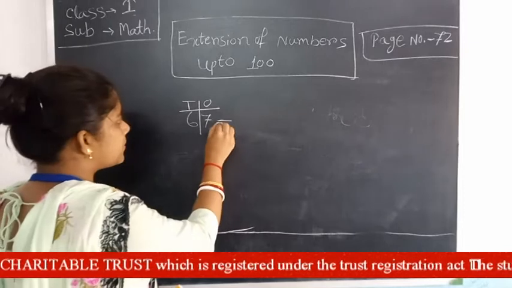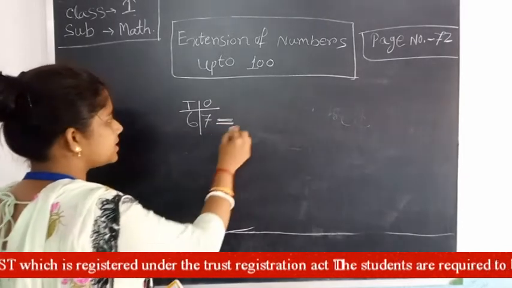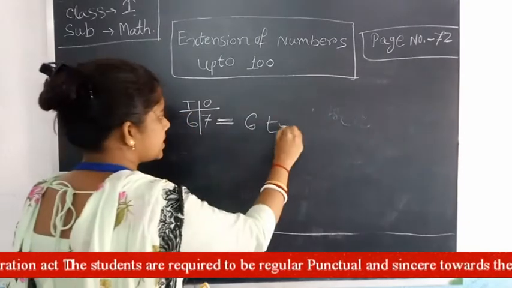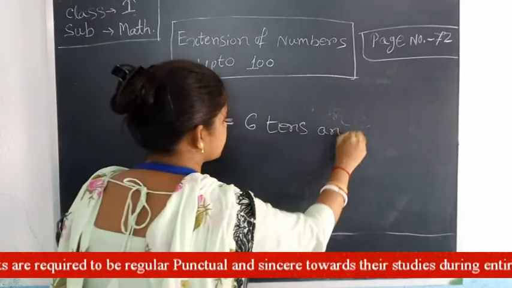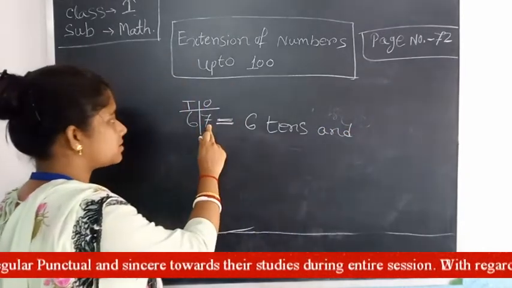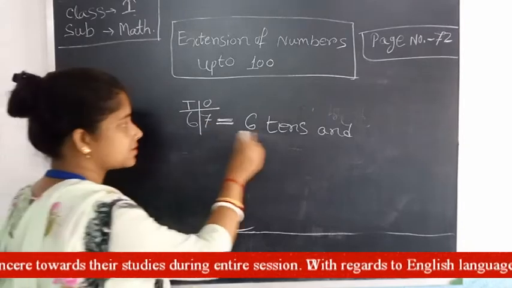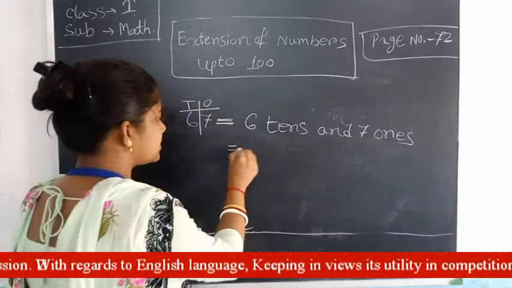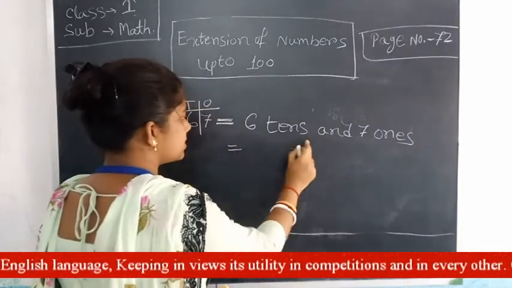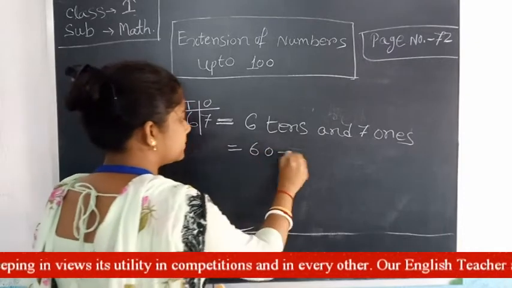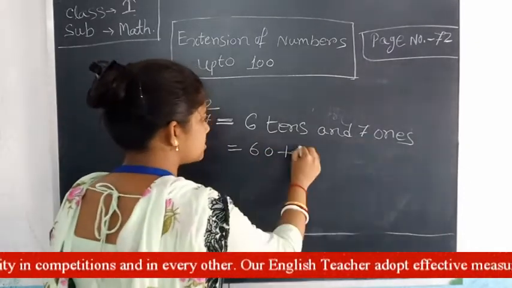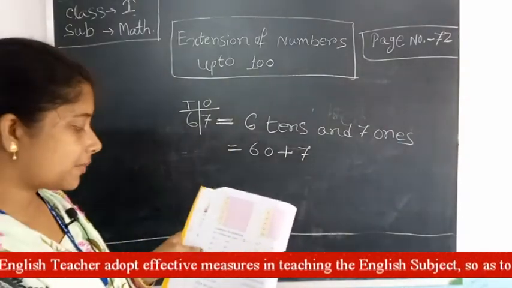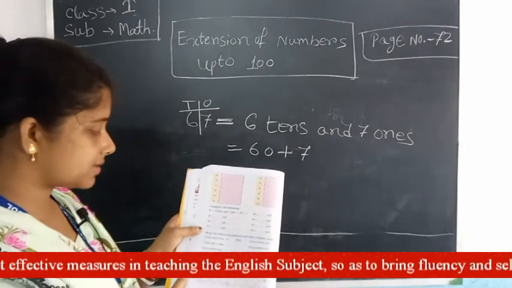So the number name, you can write the number name like that, 6 tens, because 6 is in tens place. 6 tens and 7 ones, because 7 is in ones place. 7 ones. And this is 6 tens means 60 plus 7 ones means only 7. And by the similar process you can fill all the blanks.